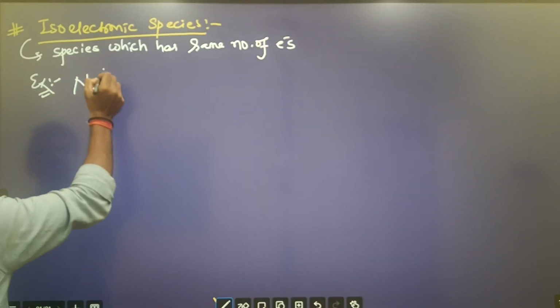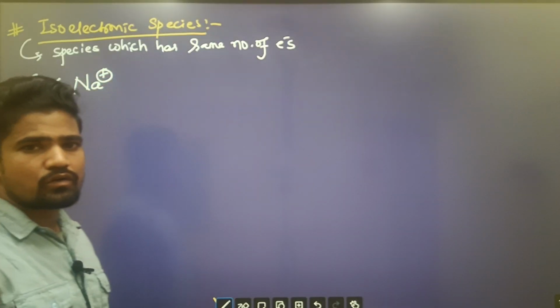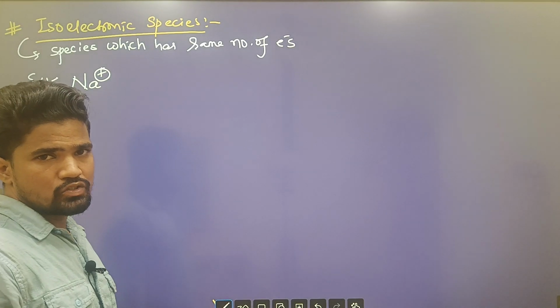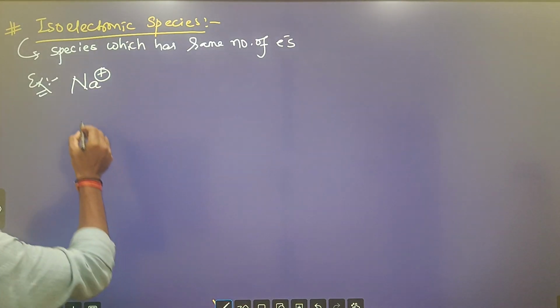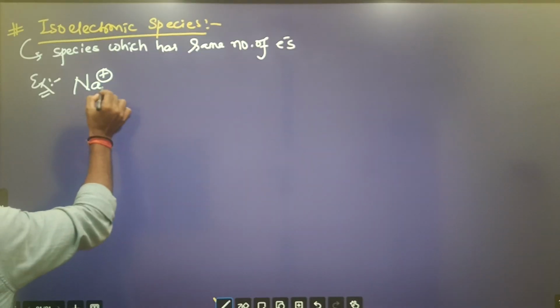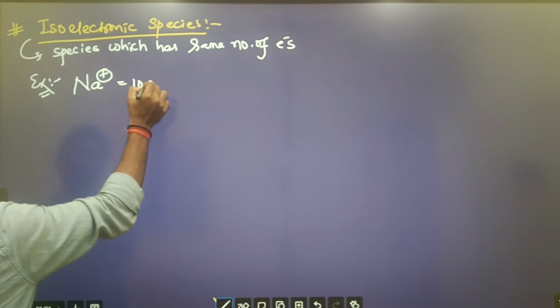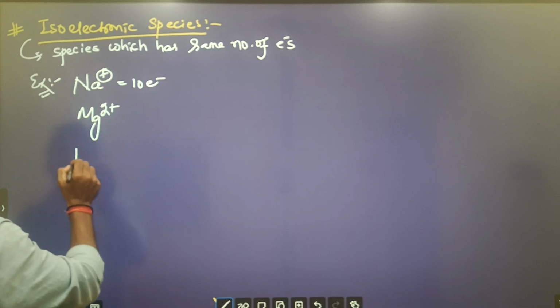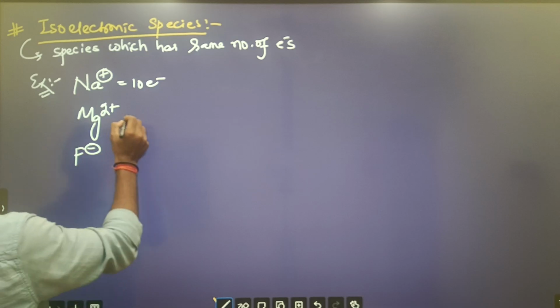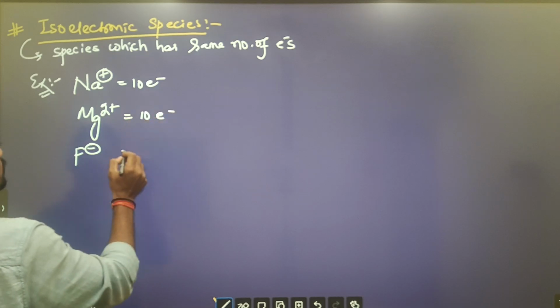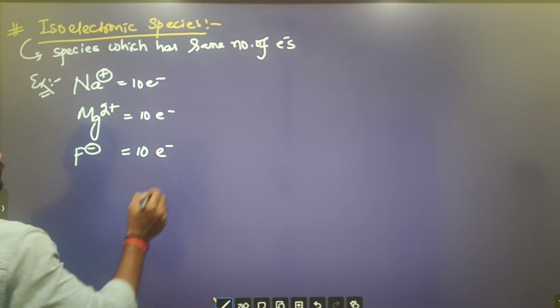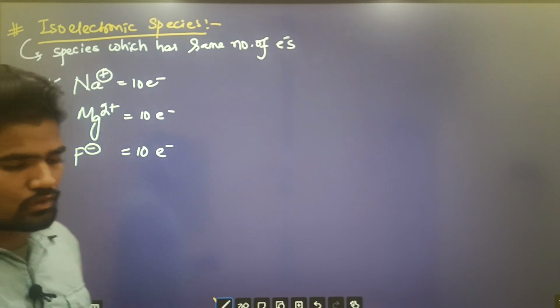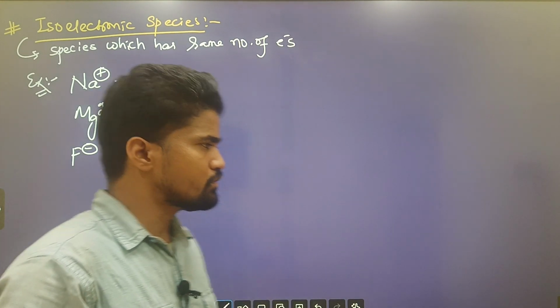suppose I am writing Na+. So how many electrons does it have? Sodium has 11 electrons, and a positive charge means only one electron has been lost. So it has 10 electrons. And Mg2+, F-, it is also 10 electrons. It is also 10 electrons. So these are called isoelectronic species.